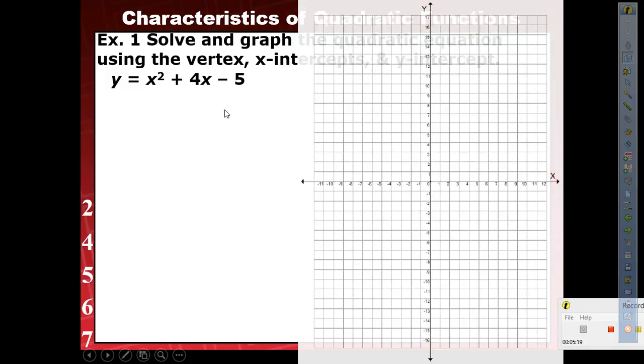Our equation is y equals x squared plus 4x minus 5. So, step 1 says, make sure that the equation is in y equals ax squared plus bx plus c form, which is standard form. Is it in standard form? Yes. Step 2. Read us step 2, please, Sergio. Loud.